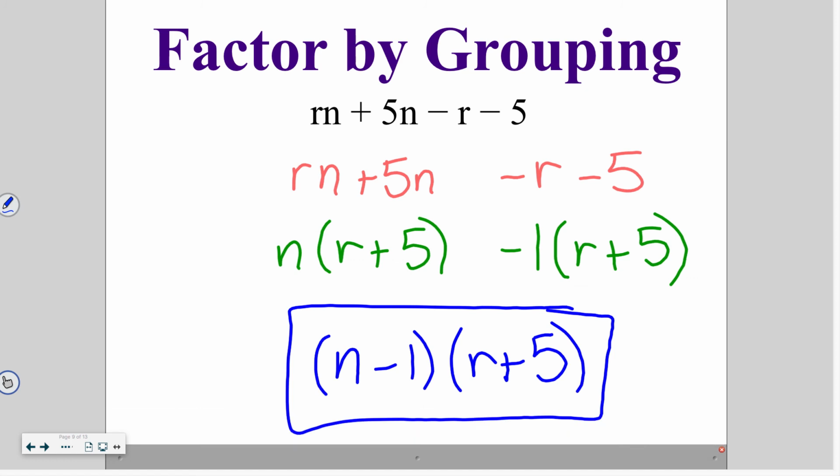Notice from the first two terms we can pull out an n. Both of them have an n. So we're left with r plus 5. In the second one, we have negative r and negative 5. I can pull out a negative from both of those and be left with r and 5. So our matching term is r plus 5. Our GCF term is n minus 1.